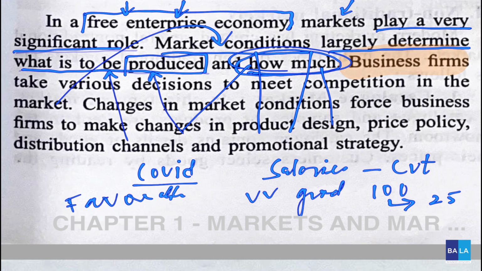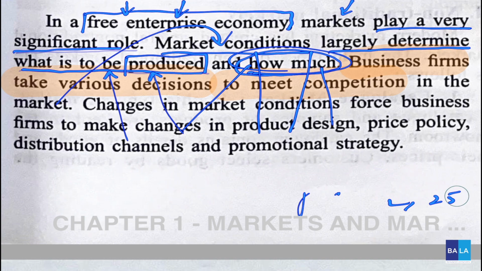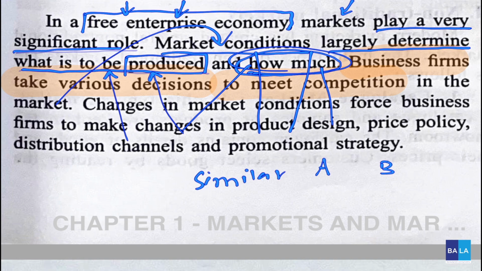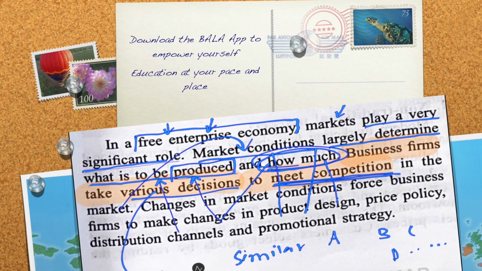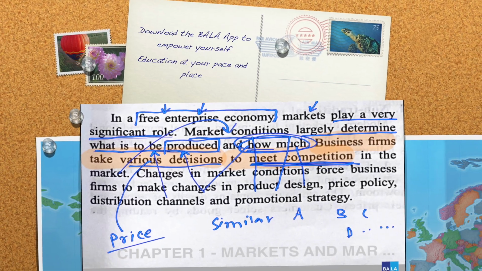Business firms take various decisions to meet competition. Wherever there is business, there is competition. My firm name is A, then there is B, C, D, and so on. So I need to defeat my competitors. To defeat them, various decisions are needed. The most important decision is price. At what price should I sell?